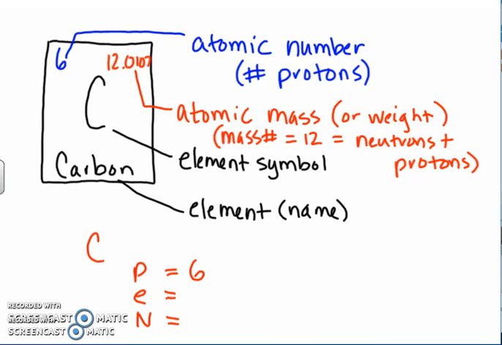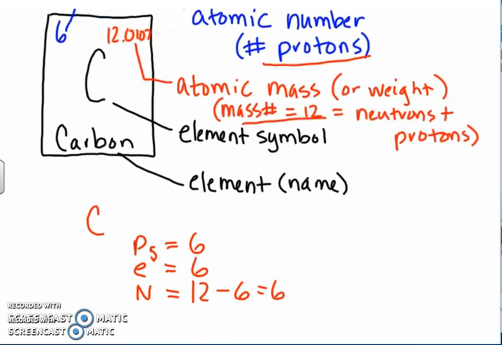Again, the atomic number is 6, so there's 6 protons and there's 6 electrons. Because this is a neutral atom, all atoms are neutral, there are going to be the same number of protons as there is the same number of electrons. Then we subtract the 6 from the 12, the atomic number from the mass number, and then we will get the number of neutrons, which will be 6 neutrons. Now, I picked a bad number on here to do an example, but oh well. Anyway, so there's 6 protons, 6 electrons, and 6 neutrons.